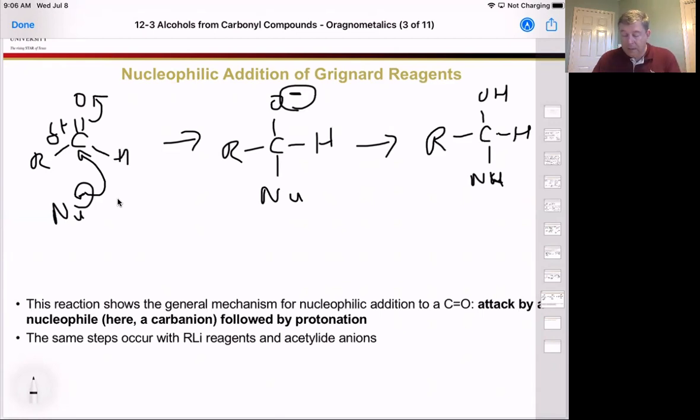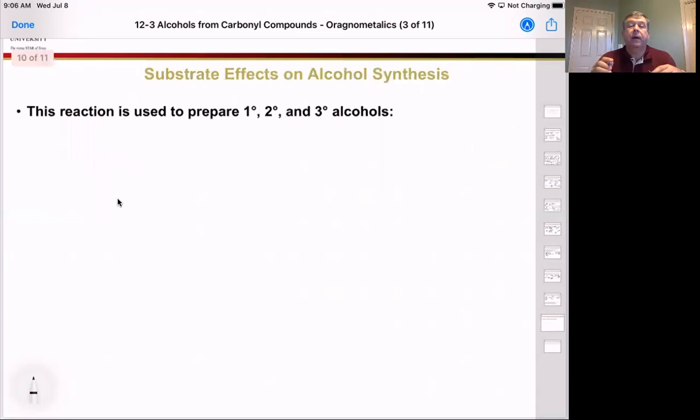Okay. So let's look at the ways to prepare primary, secondary, and tertiary alcohols from these substrates. I'm going to start with tertiary alcohol. In tertiary alcohols, you're going to have 3 different R groups attached to your alcohol.